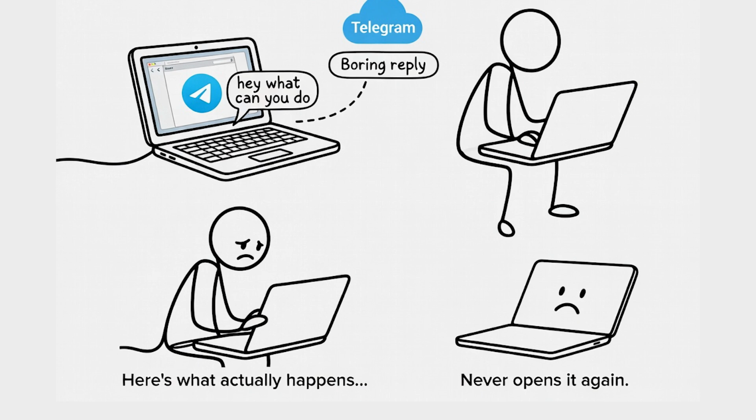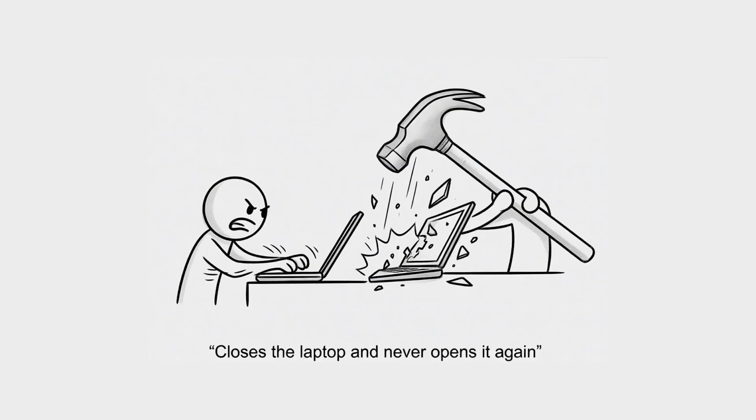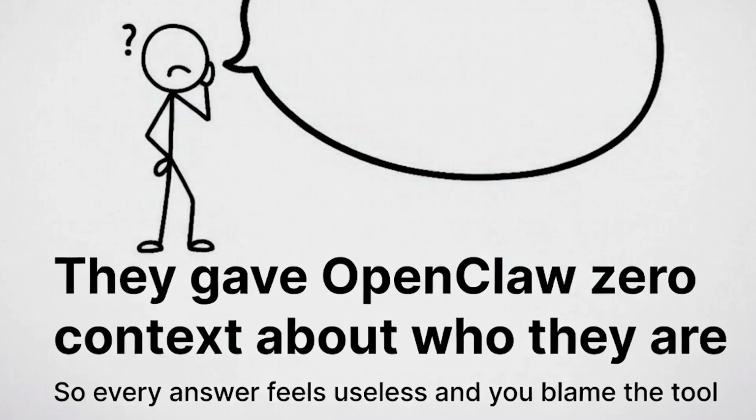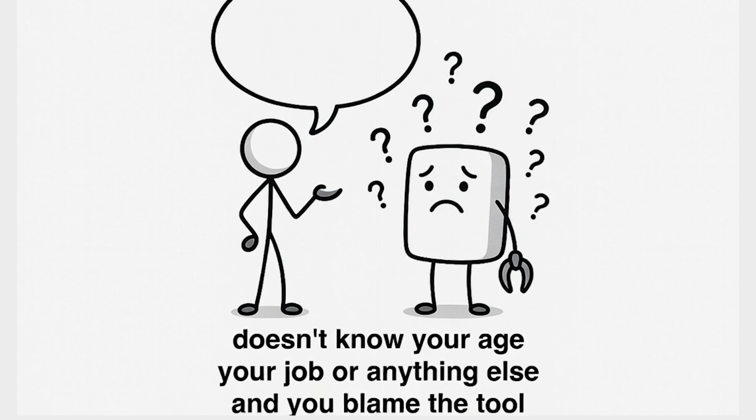Here's what actually happens. Someone installs OpenClaw, connects it to Telegram, types, "Hey, what can you do?" Gets a generic answer, plays around for 20 minutes, closes the laptop, never opens it again. And the reason is simple. They gave OpenClaw zero context about who they are, so it has nothing to work with. It doesn't know your job, your schedule, what you care about, so every answer it gives feels useless, and you blame the tool when the real problem is the setup.